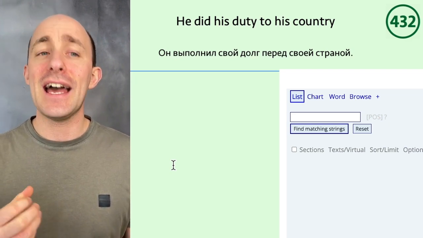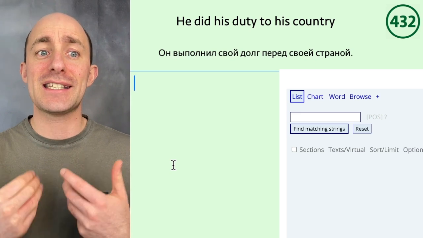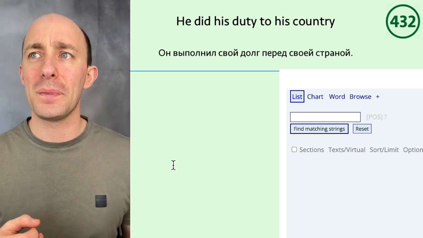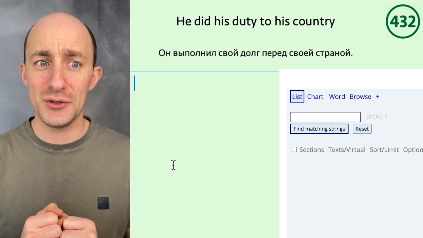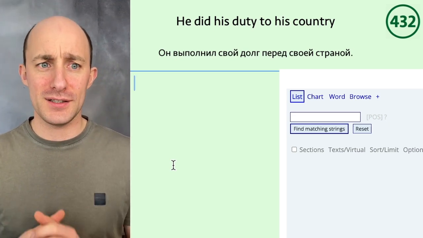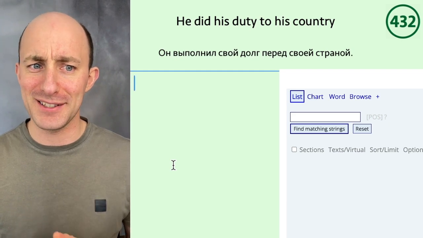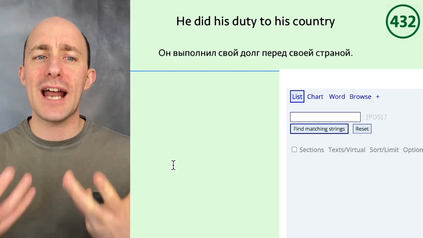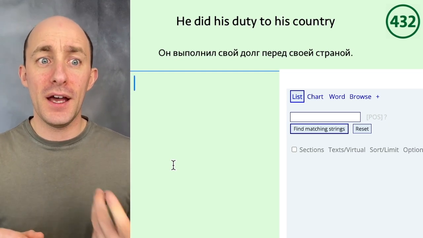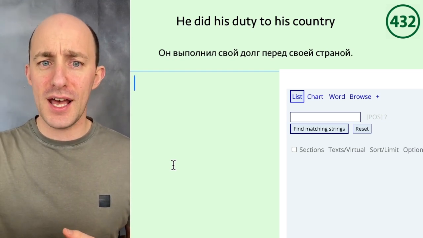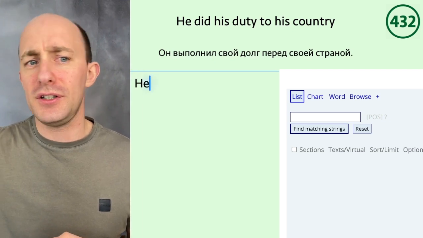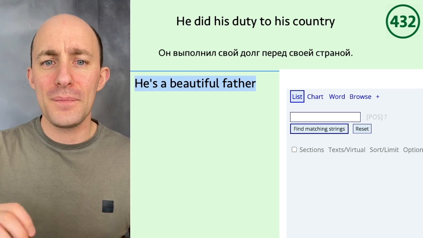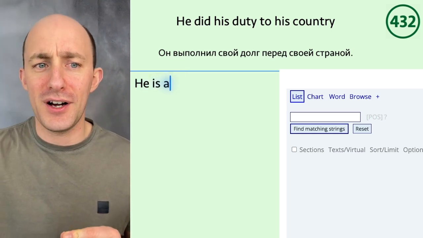So, yes, you're supposed to do it. It is expected of you, but you still need to choose to do it. So you're not forced to do your duty, but you should. You're expected to do your duty. Выполнить свой долг. It's always an action to do your duty. And if somebody does their duty, we say, he is a dutiful father. Haha, beautiful. Try again. He is a dutiful father.